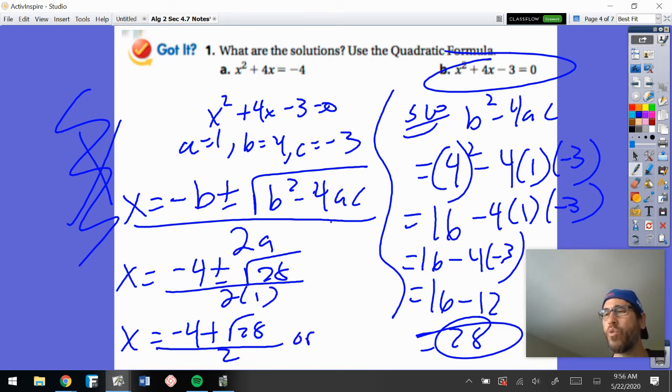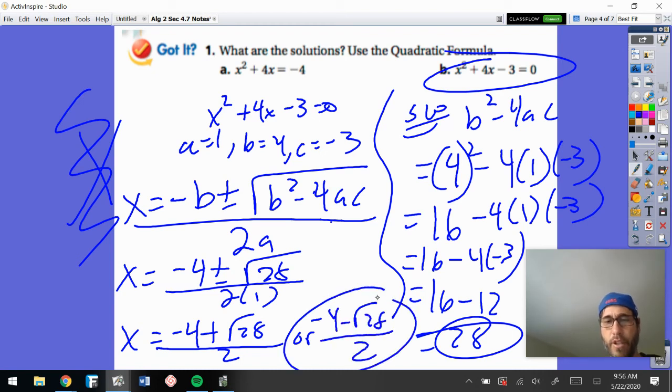Or, and you don't know what the square root of 28 is, neither do I, so that means we don't have to simplify that, or negative 4 minus the square root of 28, all over 2. All right, and those would give you decimal answers. So if you did do this via the calculator, that is what would happen.